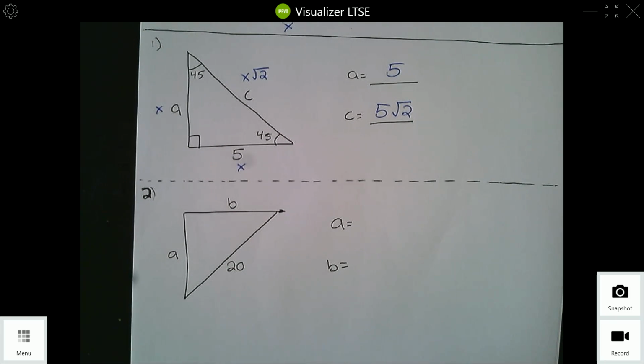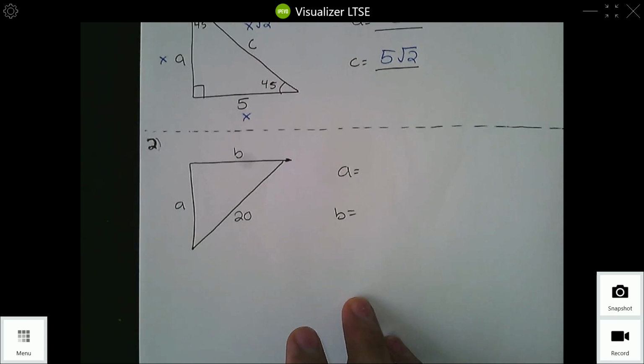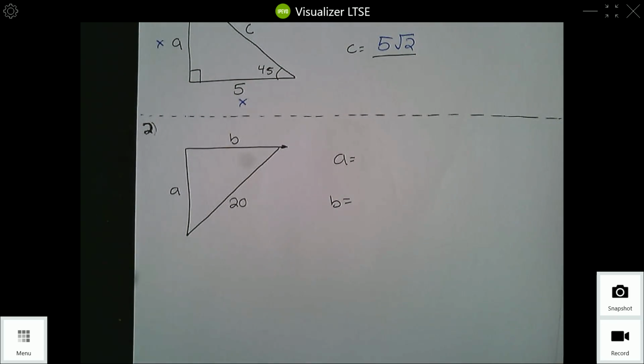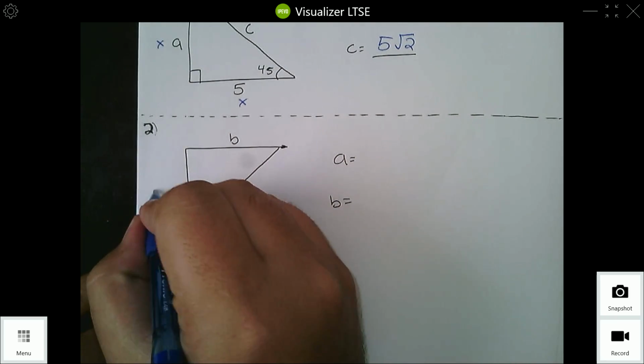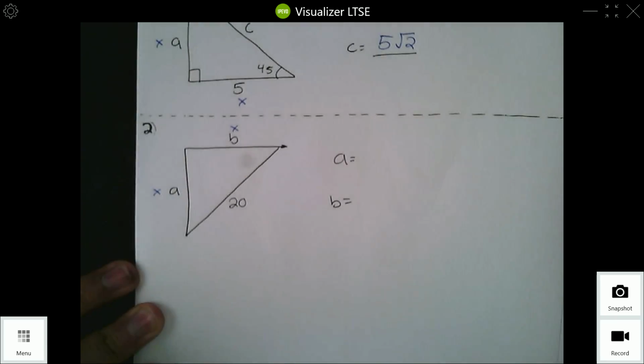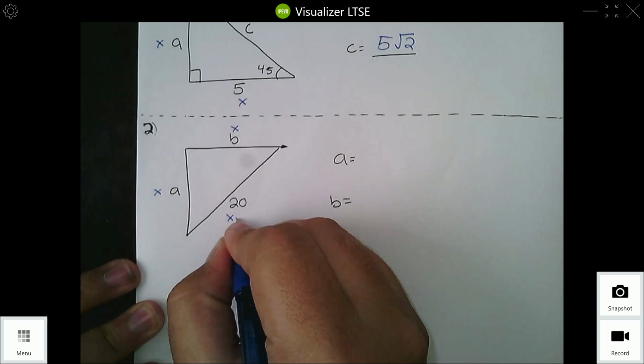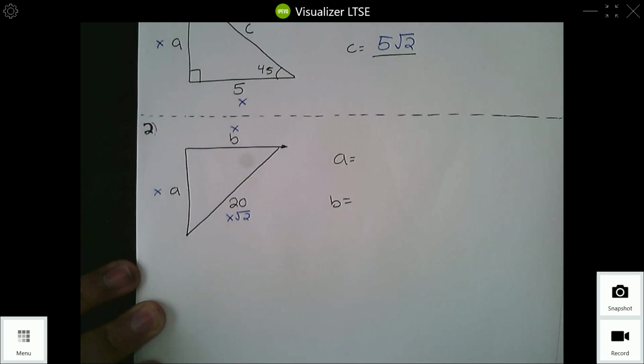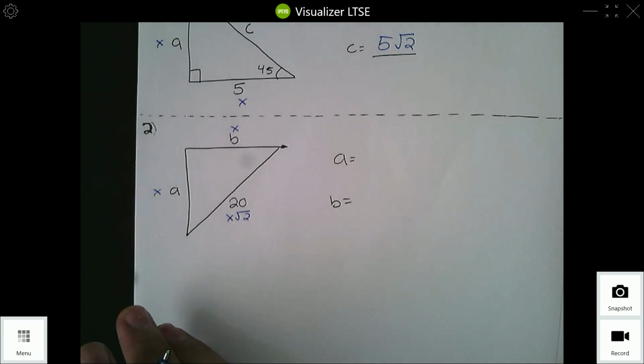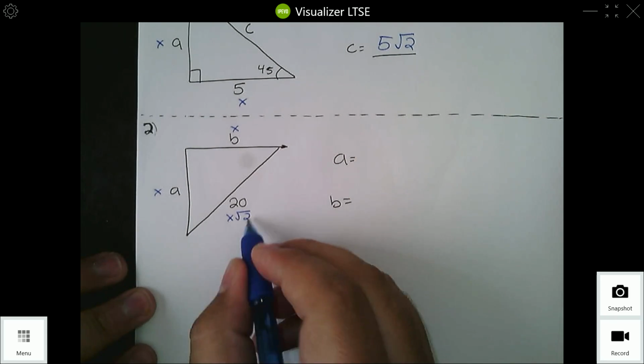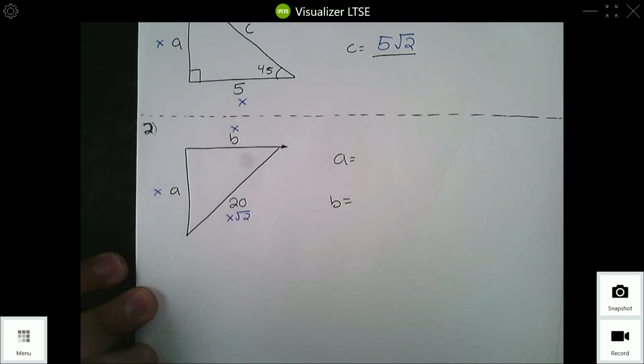Okay? So let's look at a little bit different problem. Okay? Maybe we don't have any legs. All we have is the hypotenuse. So we'll still set up the same scenario and label our pieces. Our legs will be x, and our hypotenuse will be x square root of 2. Now this one's a little bit different, so we don't know what x is, and that's what we need to solve for. So what we're going to do is we know that this equation has to equal that 20 value.